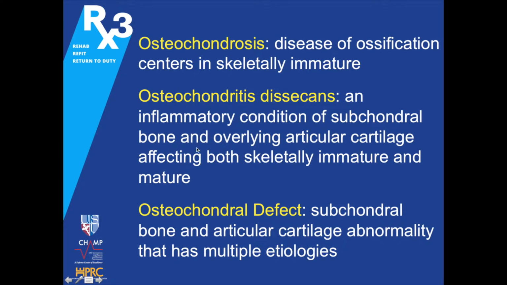So this is a specific type of osteochondral defect, where an osteochondritis dissecans is an inflammatory condition of subchondral bone and its overlying cartilage. It can happen both in the skeletally immature and the mature. When it happens in the skeletally immature, there is a chance for healing. Unfortunately, when it happens in the mature skeleton, healing is less likely. So again, it's important to know the difference between these three terms. This is a subcategory of this.